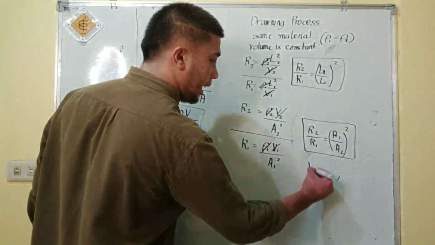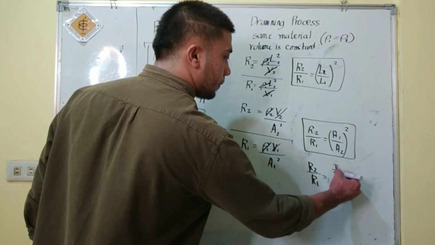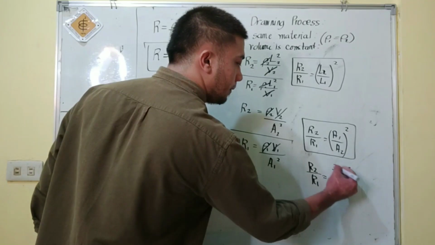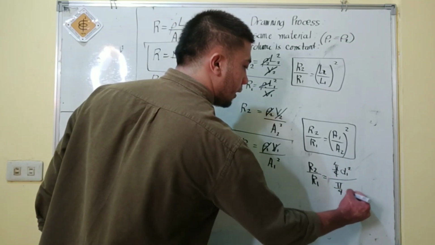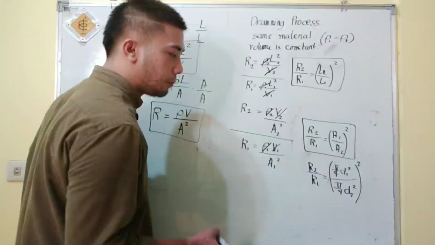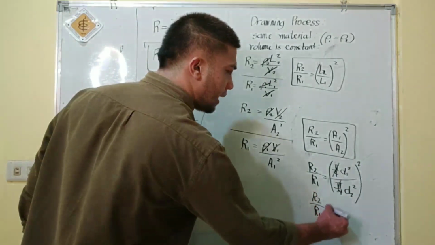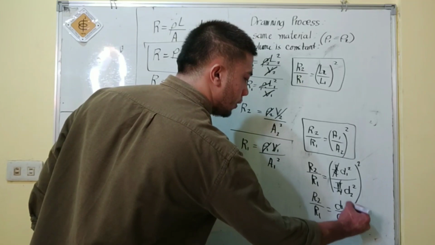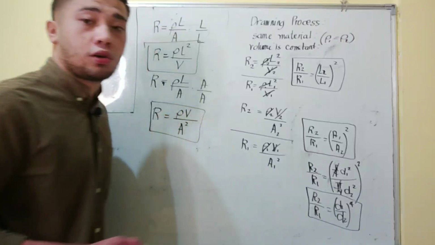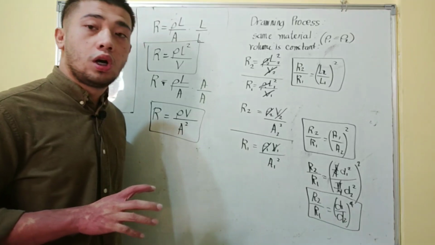In terms of diameter, it's just simple. R2 over R1 is equal to, substituting the formula for area, pi over 4 d1 squared over pi over 4 d2 squared, and all of these are in squared exponent. Cancel pi over 4. That's R2 over R1 is equal to d1 over d2 squared, and then squaring again, this becomes the 4th power. So, in terms of diameter, R2 over R1 is equal to d1 over d2 to the 4th.